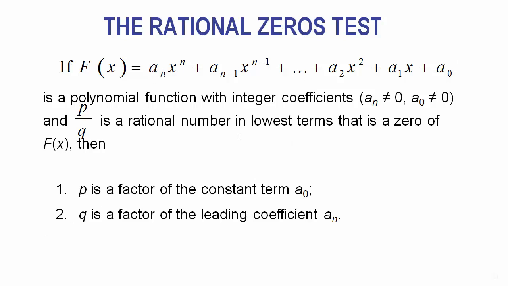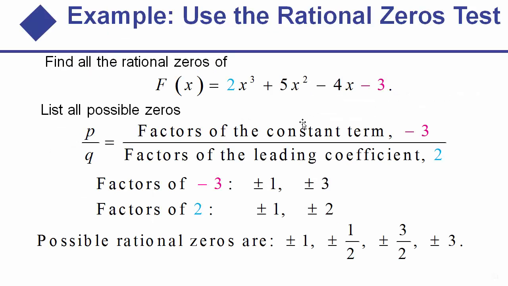What we normally do with this test theorem rule thing is we use it in reverse. We use it to find this number. Given this function, we know that we can take factors of this number, factors of this number, create a bunch of fractions from all of those different combinations, and we know that if this function has a rational zero, a zero that isn't an imaginary number, then it's going to have to be one of those that we just found. So let's see what that means in application.